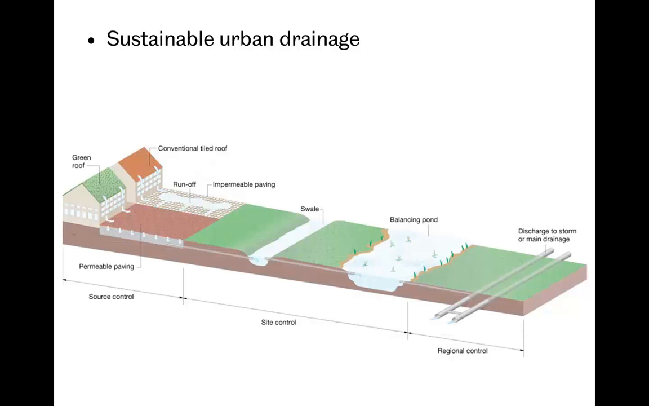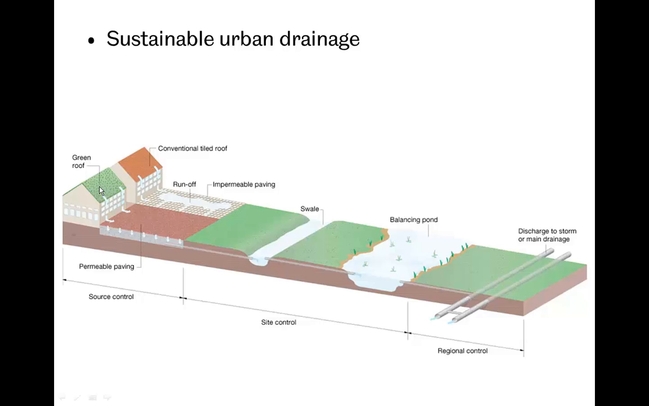So let's talk about sustainable urban drainage. And you might hear people talk about SUDs. SUD, that's what they're talking about, sustainable urban drainage, but often it just gets abbreviated to SUDs. And here's some good examples. So if we look at the top of the diagram, it's a sort of bad example. We've got a conventional tiled roof. All that rain just flows off that immediately. And we've got impermeable paving. And again, most of that rain just flows into the drains.